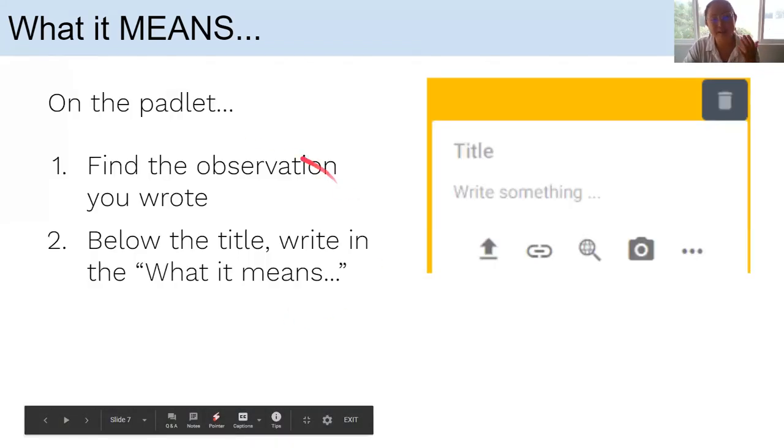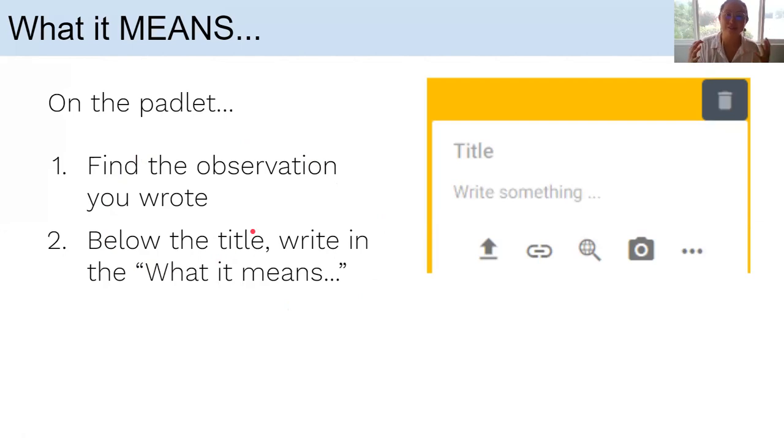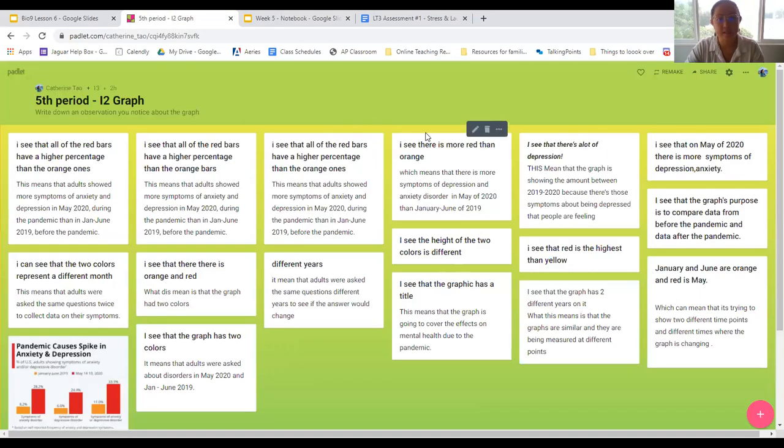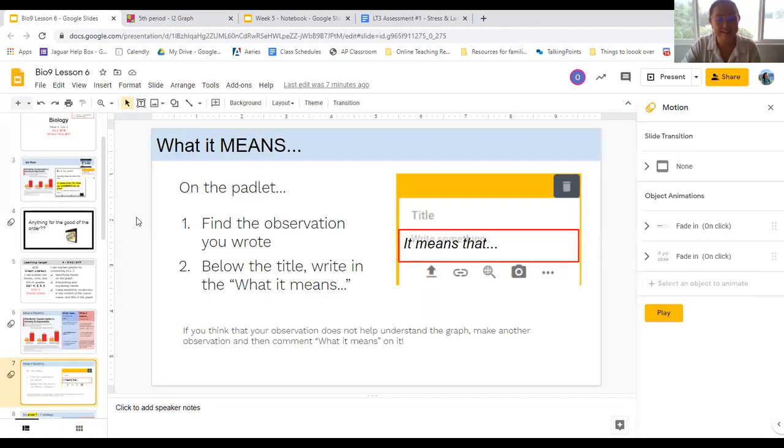So in class, what I did was I had the students find the observation that they wrote in the Padlet and then comment below the what it means on their observations. So in the Padlet here, you can see there's the bolded section, which is their observation. And then underneath, they commented their what it means. So they wrote their what it sees and then what it means down here. I won't have you do that.